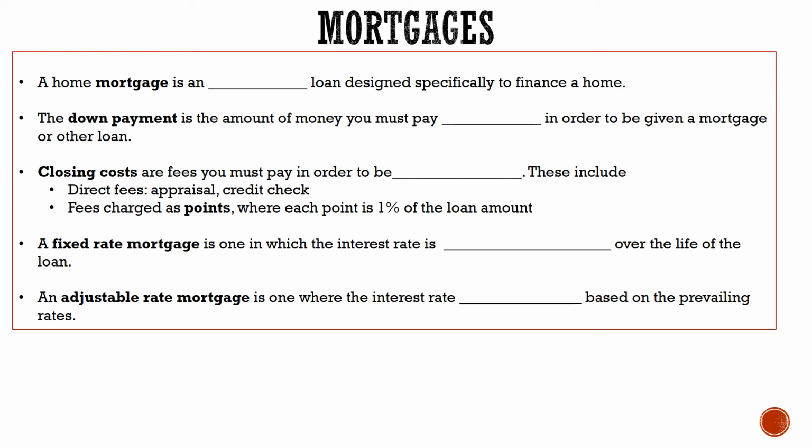The last type of loan we're going to look at in this section are mortgages. A home mortgage is an installment loan designed specifically to finance a home. The down payment is the amount of money you must pay up front in order to be given a mortgage or other loan. Closing costs are fees you must pay in order to be given the loan.